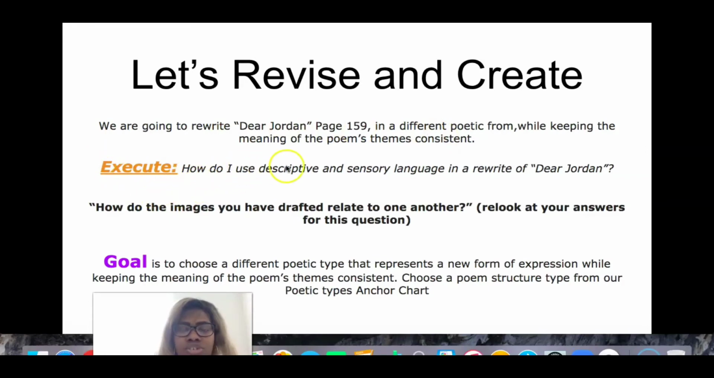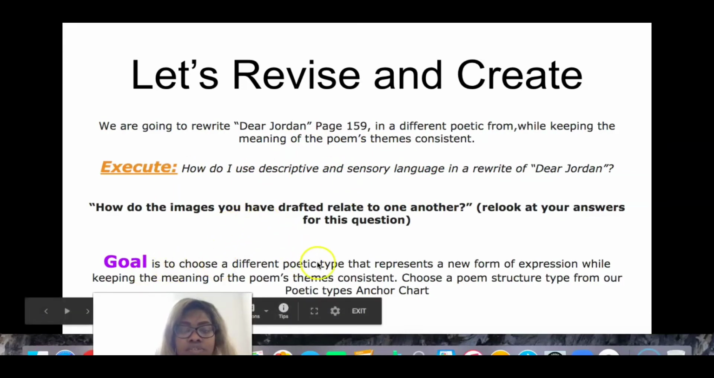Execute. How do I use descriptive and sensory language when I rewrite Dear Jordan? When you rewrite Dear Jordan in a different poetic form, I want you to incorporate some descriptive and sensory language. Your goal is to choose a different poetic type that represents a new form of expression while keeping the meaning of the poem's theme consistent. Choose a poem structure type from our Poetic Types anchor chart.